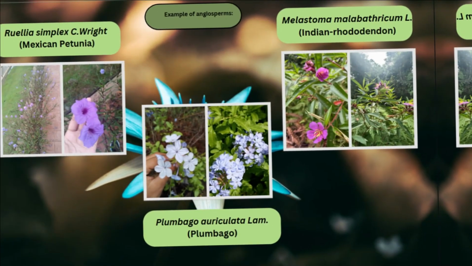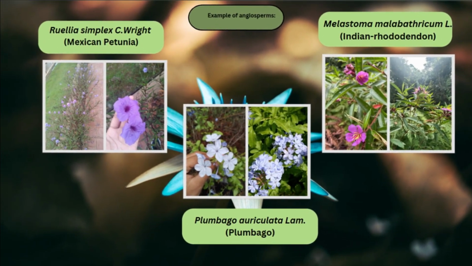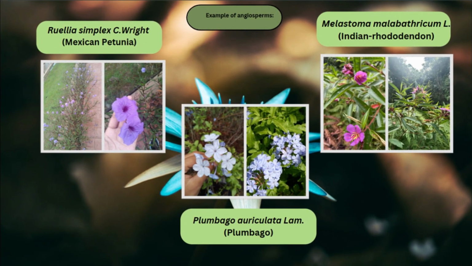I will tell about the three examples of angiosperms that we took. These are three examples of angiosperms. We can see that all of these flowers have bright colors, which is for the purpose of attracting pollinators. Moreover, all of the flowers are dicotyledons because they have five petals, which means they contain two cotyledon seeds.